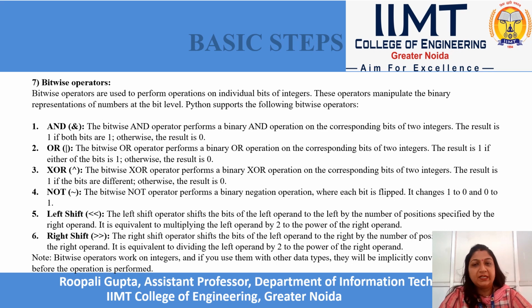The bitwise AND operator performs a binary AND operation on the corresponding bits of two integers. We will be taking two integers, writing their binary numbers, and then comparing the individual bits in each integer. The result is 1 if both the bits are 1, otherwise it will return 0.